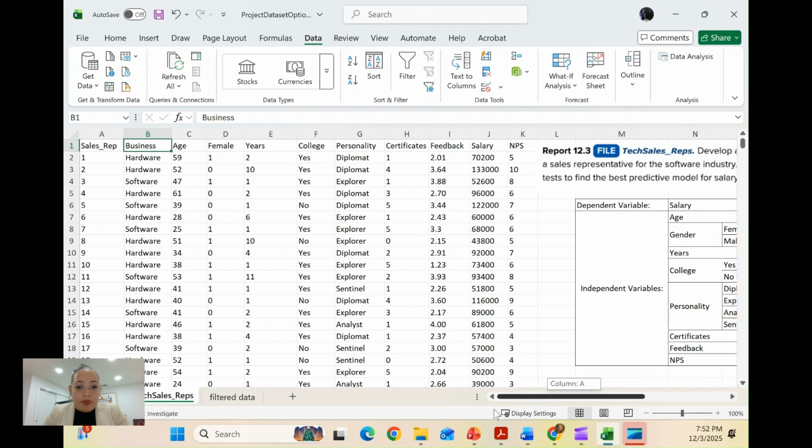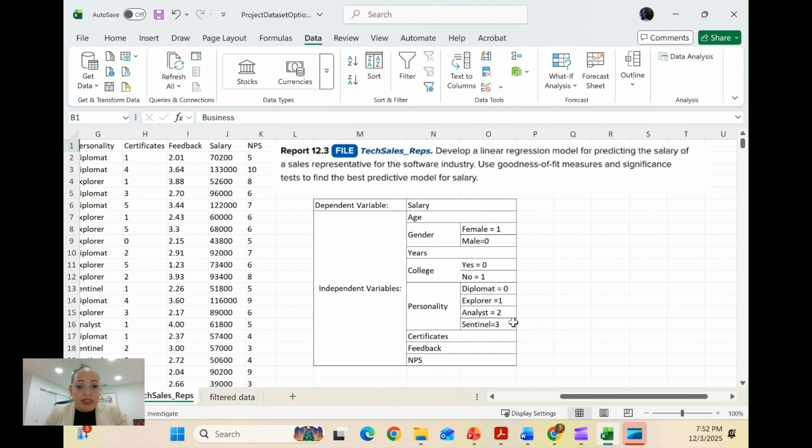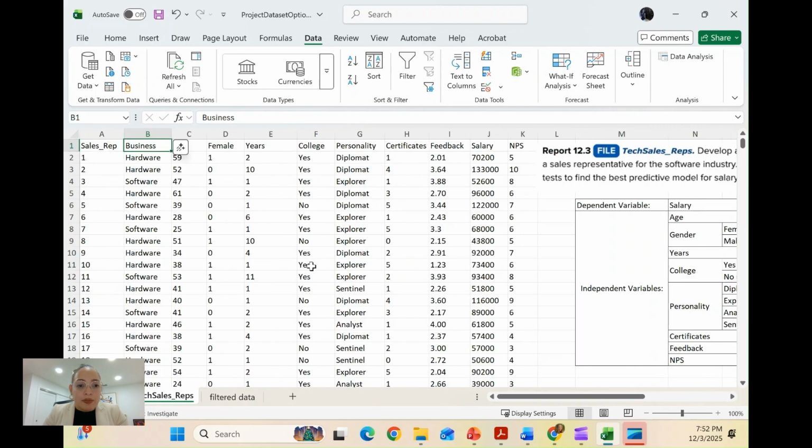This set of data contains several independent variables such as age, gender, years in the industry, college degree, personality, certificates, feedback, and NPS. And the question also requires to predict the salary only of the sales representative for the software industry. So if we look at the data, we can see that we have information of the hardware and software industry. So our first step will be to filter.